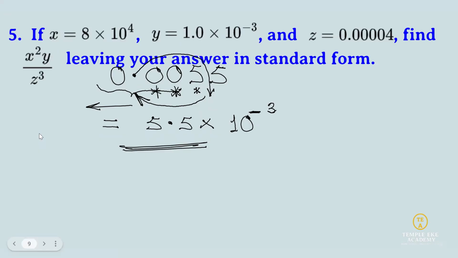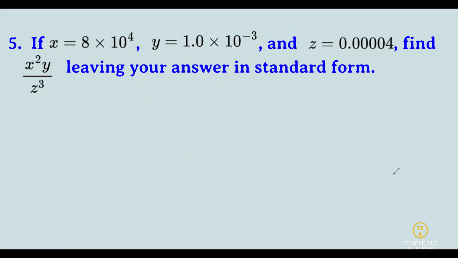Okay, so let's get these preliminaries out of the way. Now, this is more business-like. So we have x given to us as 8 times 10 to the power 4. That is in standard form, of course. y is given to us as 1.0 times 10 to the power minus 3. z is given to us as 0.00004. That is not standardized. Now, the examiner wants us to evaluate x squared y divided by z cubed, and we're expected to leave our answer in standard form. This is a typical exam type question. Let's get straight into it.